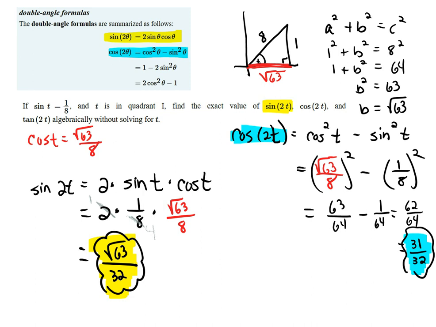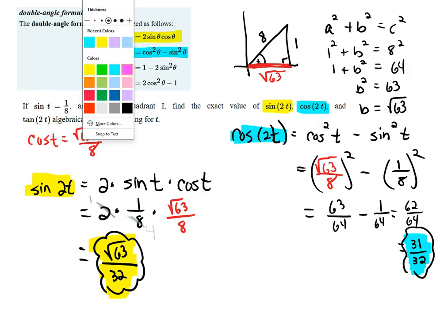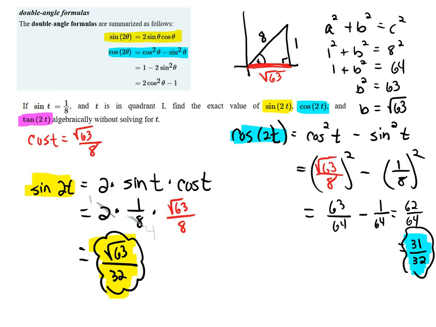Let me just highlight all these things for you. The sine of 2t is the yellow, cosine of 2t, sorry, not theta, is the blue, and now I need to figure out the last one. And now we need to find the tangent of 2 theta.